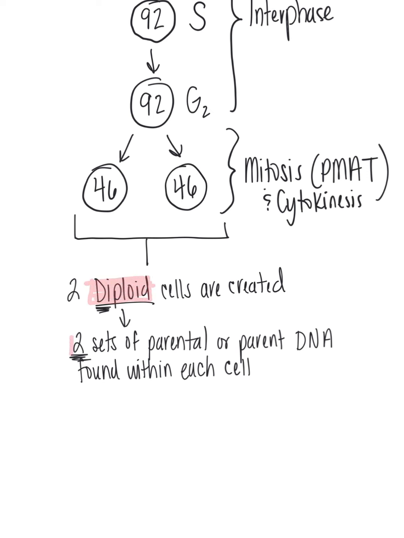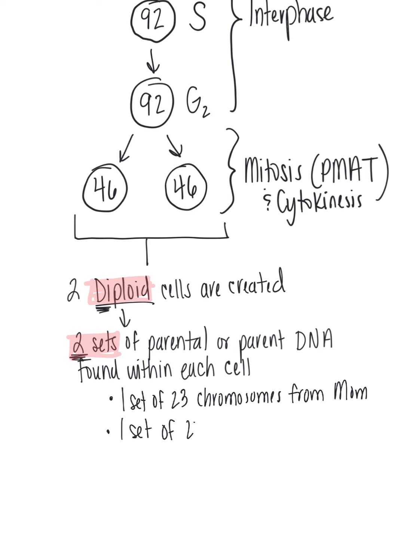So diploid and two. To make sure we understand what we mean by two sets, one set of 23 chromosomes comes from mom. The second set, or another set of DNA of 23 chromosomes, comes from dad.